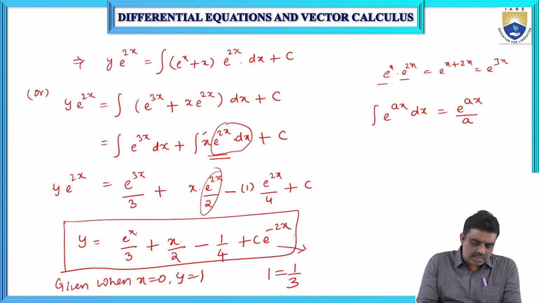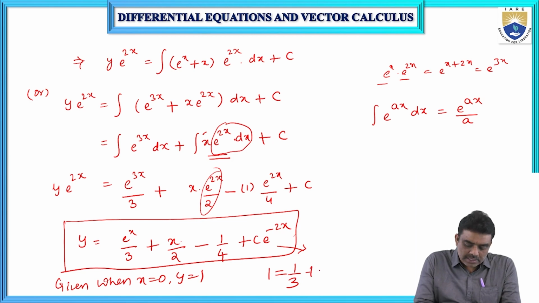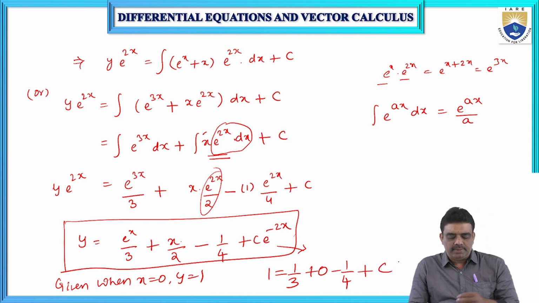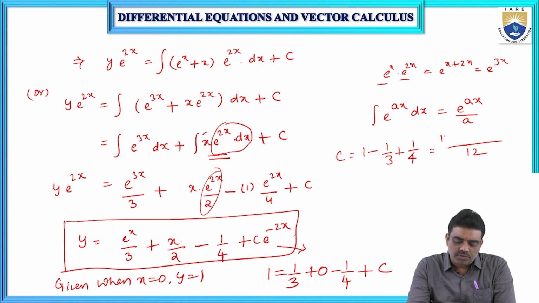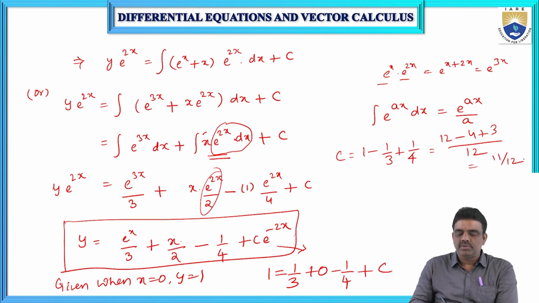Replace x as 0: plus 0 by 2, 0 minus 1 by 4 plus c into e power 0, that is equal to c. x 0 means e power 0, that is 1. So c is equal to 1 minus 1 by 3 plus 1 by 4. So what you will get is LCM 12: 12 minus 4 plus 3 by 12, that is 11 by 12. C is equal to 11 by 12.